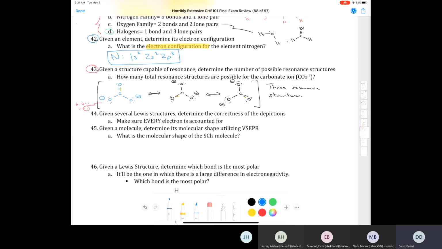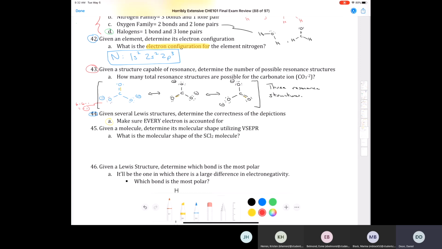Okay, number 44, given several Lewis structures, determine the correctness of the depictions. So this is just more of an FYI thing. She says, make sure every electron is accounted for. So that means make sure you know how to tally up electrons. Given a molecule, be able to determine its molecular shape using VSEPR, which is valence shell electron pair repulsion. The whole idea behind VSEPR is that electrons like to repel each other. They want to get away from each other as much as possible. So with that in mind, let's take a look at a problem.